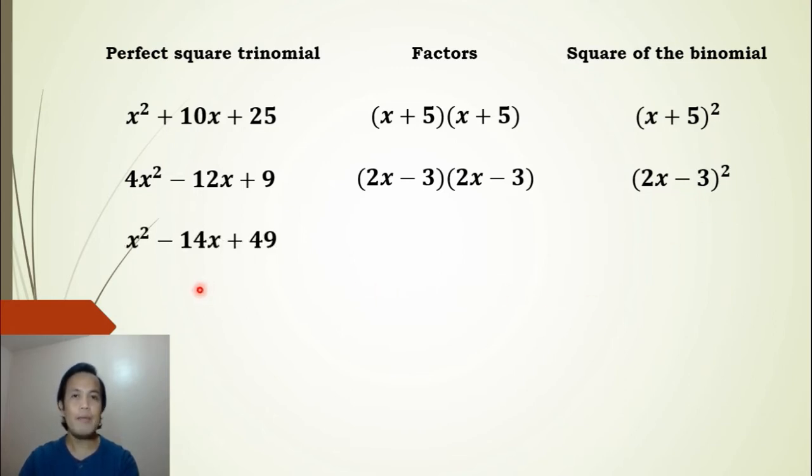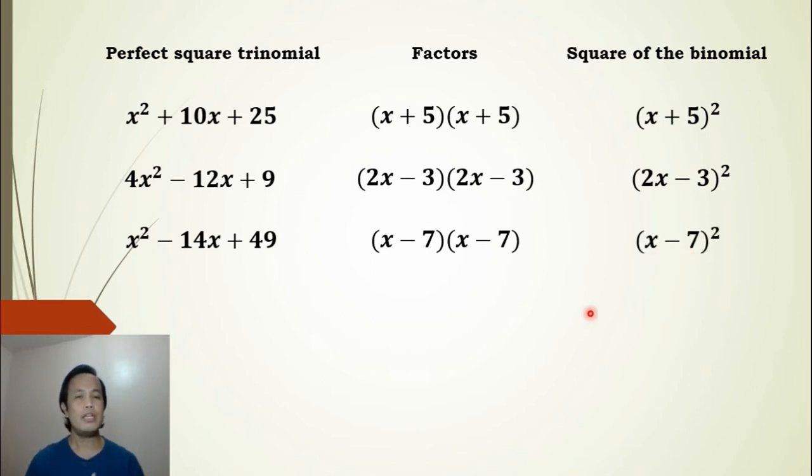Last, for example, you are given x squared minus 14x plus 49. So when we factor this out, that would give us the square root of x squared is x. So we have here the x times the x. Then we copy the sign of the middle term, which is negative. That's why both are negative. Then the square root of 49 is 7. And of course, when we add 7 plus 7, that would give us 14. So x minus 7 times x minus 7 can be written as x minus 7 quantity squared.